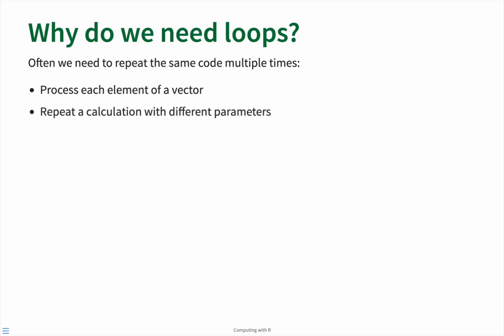We might also have a situation where we want to repeat a calculation with different parameters. So we could write the code for the calculation once and then use a loop to iterate over those different values of those parameters. We can also just repeatedly run code until we get to a state that we want to finish the loop at.